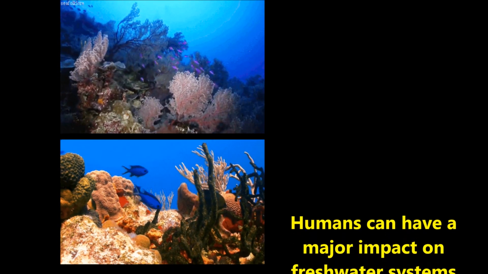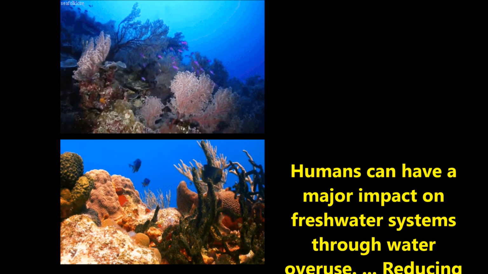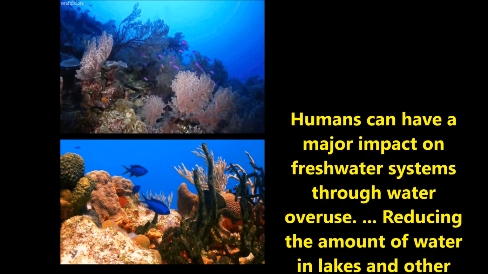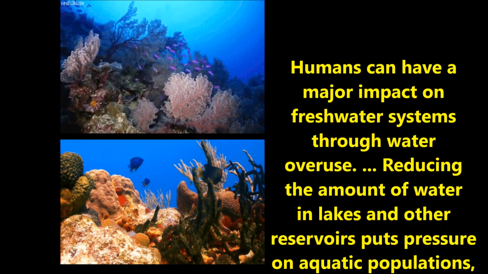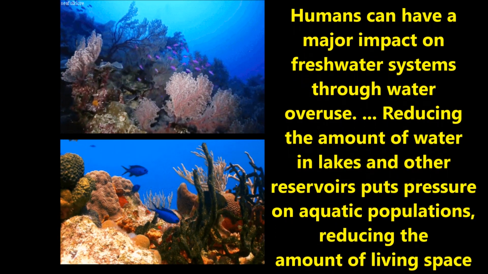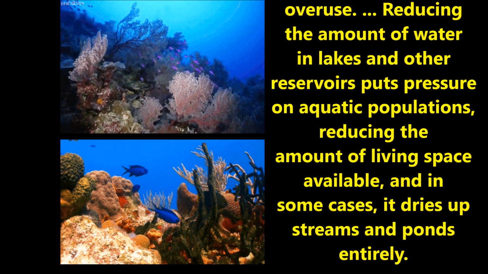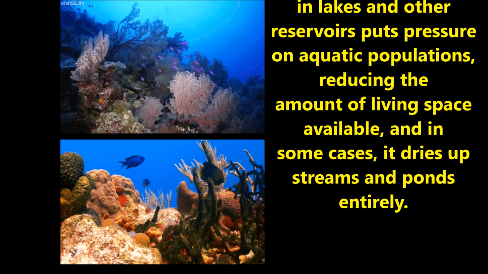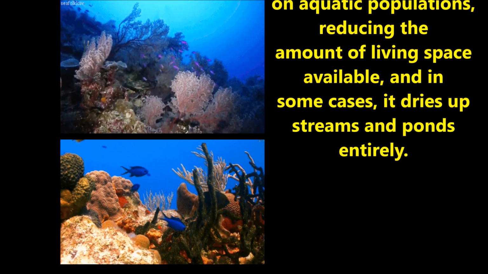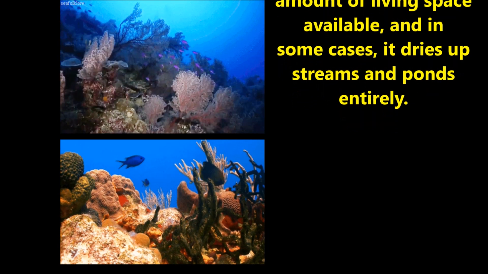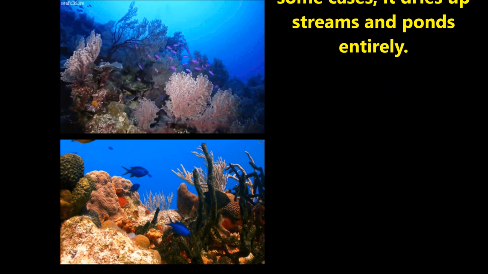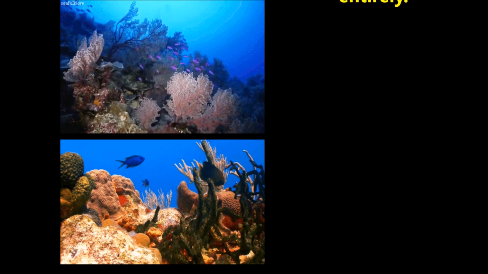Now let us discuss how humans affect freshwater ecosystems. Humans can have a major impact on freshwater systems through water overuse. Reducing the amount of water in lakes and other reservoirs puts pressure on the aquatic population, reducing the amount of living space available, and in some cases it dries up streams and ponds entirely.